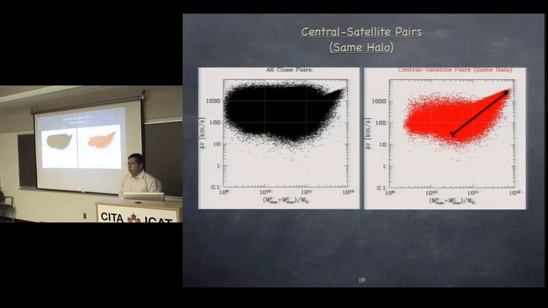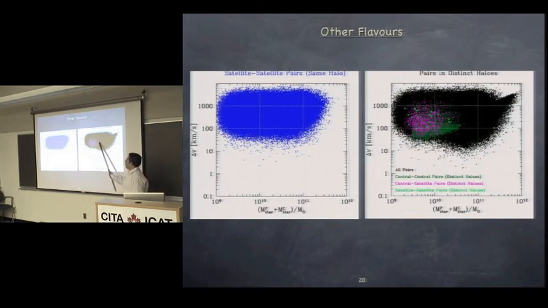What about the other more funky configurations, like my satellite talking to the satellite? I went ahead and measured those and I found that they contribute very little. Only a few percent of them are actually in that situation. The majority of them are central and satellites, and there is a big contribution of satellite galaxies that are in a halo of a bigger cluster.